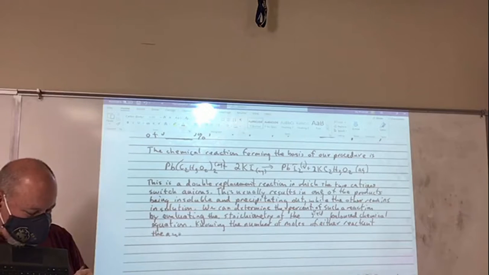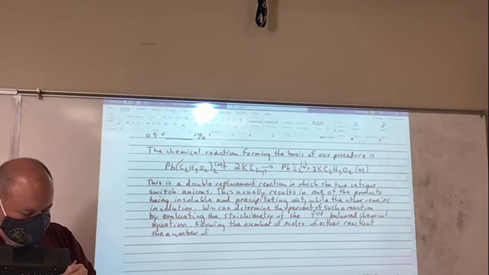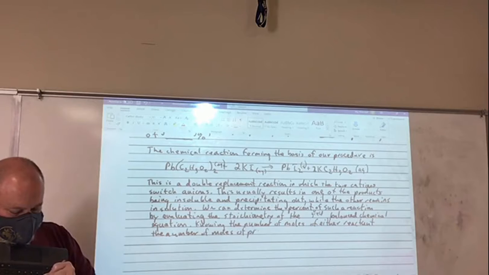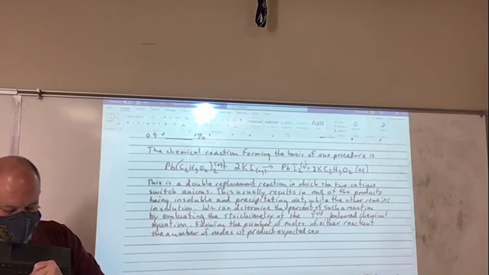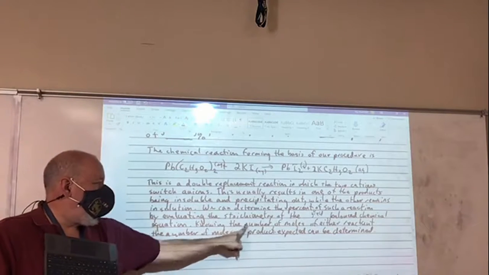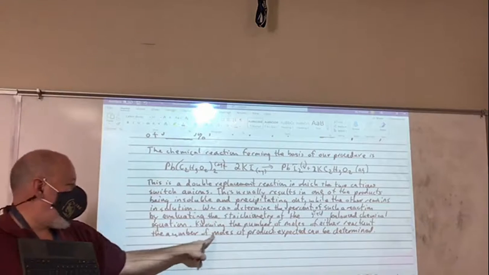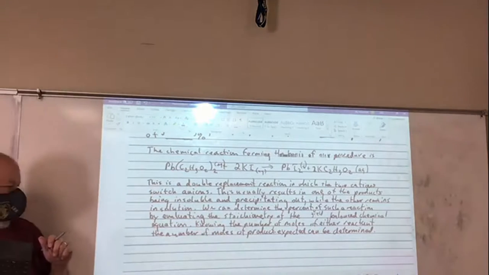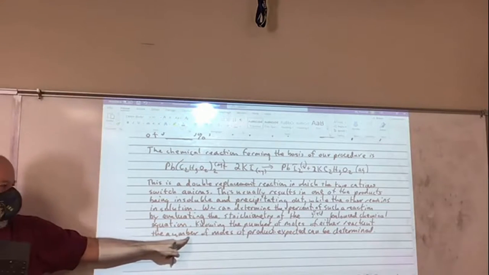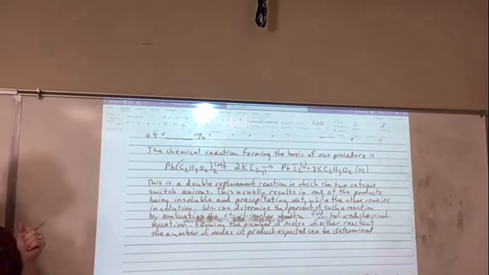So, knowing the number of moles of either reactant, the number of moles of product expected can be determined.